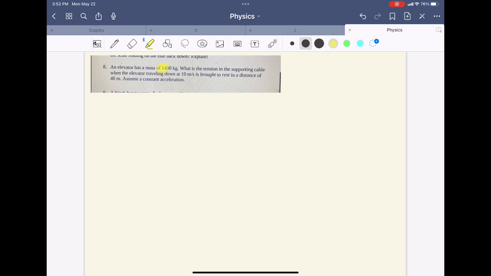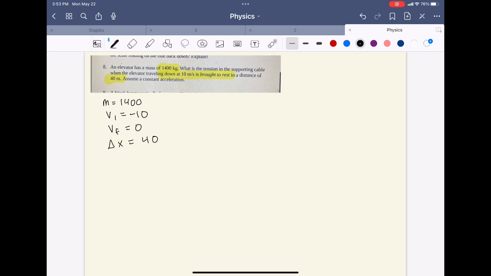So an elevator has a mass of 1,400 kilograms. What is the tension in the supporting cable when the elevator is traveling downwards at 10 meters per second? It is brought to rest in a distance of 40 meters, and acceleration is constant. So to do this, I'm first going to start by listing out what we were given. So the mass of 1,400, the initial velocity of -10, the final velocity of 0, and the displacement of 40.